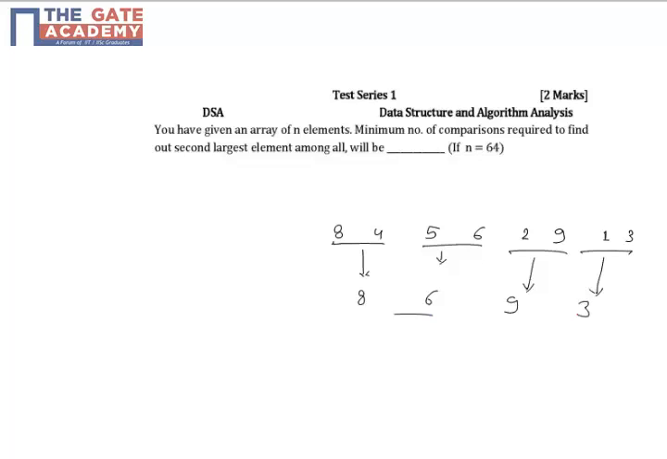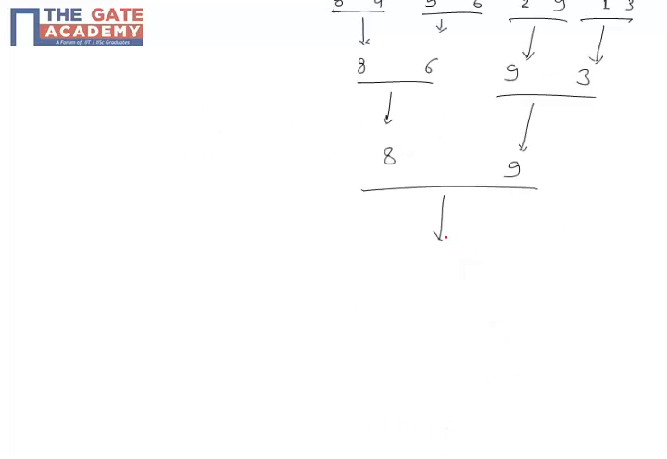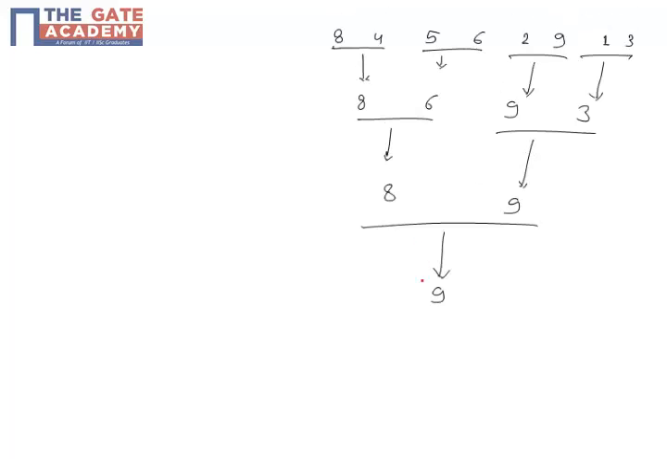Again I'll do the same thing. 8 will go here and 9 will go here, and among these two, 9 will win. Now let's count how many comparisons we have done till now. One comparison here, 2 here, 3, 4, 5, 6, 7. That means if we had n numbers, then to find the largest element we have done n-1 comparisons.